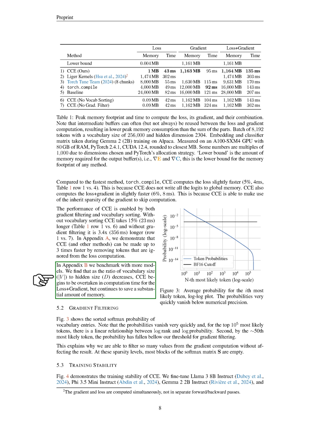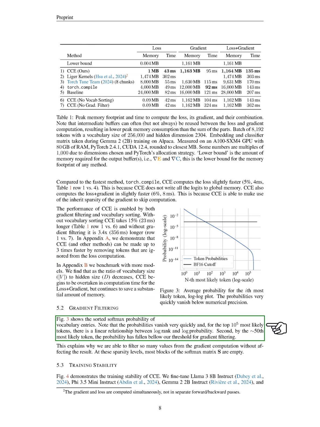Our additional benchmarks reveal that as the ratio of vocabulary size to hidden size decreases, CCE's computation time for the loss and gradient may increase, but it still saves significant memory. In terms of gradient filtering, we observe that the probabilities of vocabulary entries drop quickly, and for the top 100,000 most likely tokens, there is a linear relationship between the log of the rank and the log of the probability. By the 50th most likely token, the probability falls below our threshold for filtering, allowing us to exclude many values from the gradient computation without impacting the results.